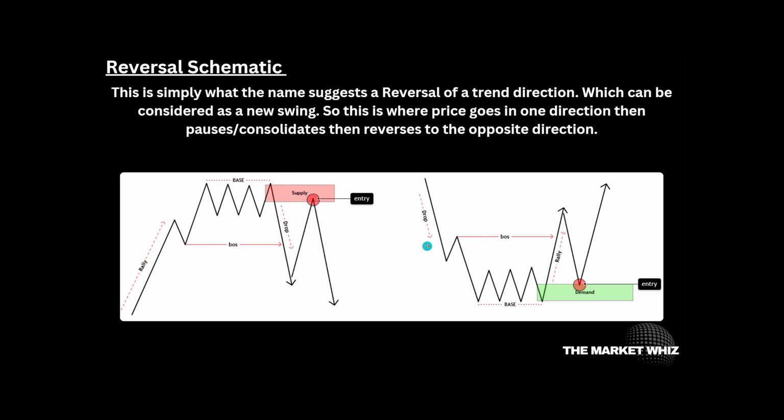We have a drop, a base where price pauses and consolidates, a rally breaking structure, and then what does price do? It retraces back to that area of demand. Okay, and then price rallies off again. So yeah, very simple. All it's telling you is these are good areas for you to get your entries from, and this schematic just tells you pretty much market structure.